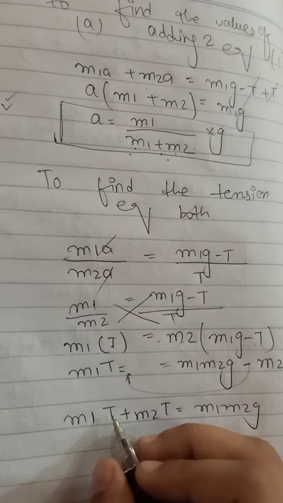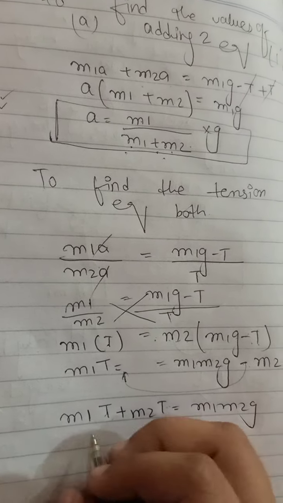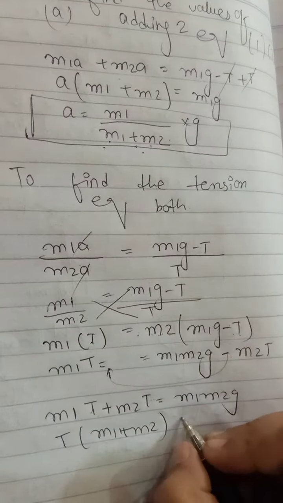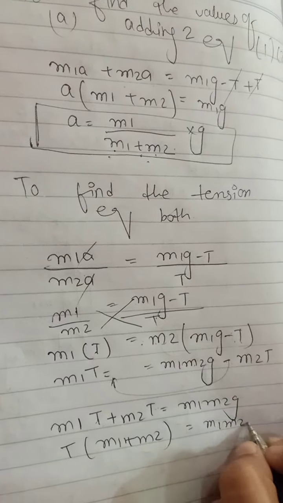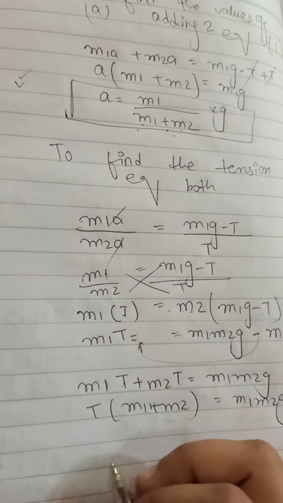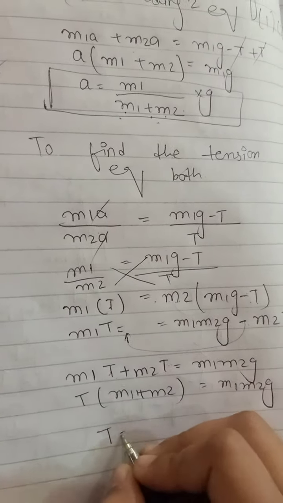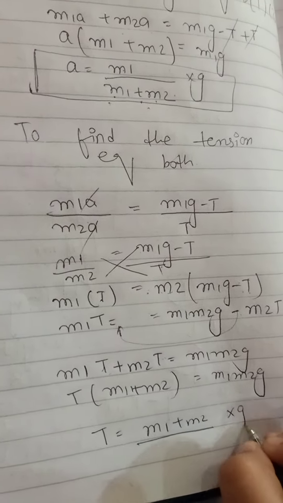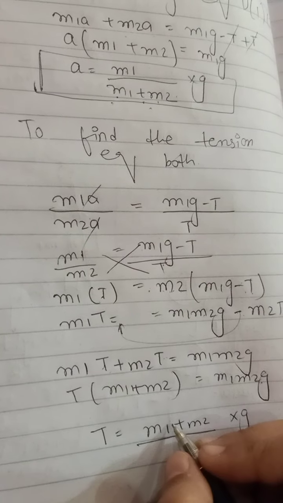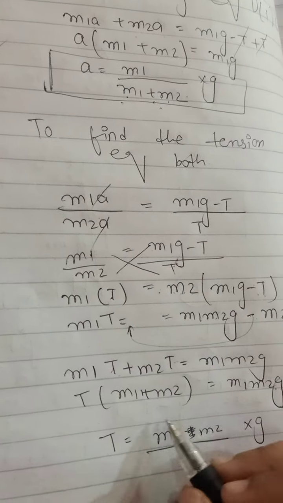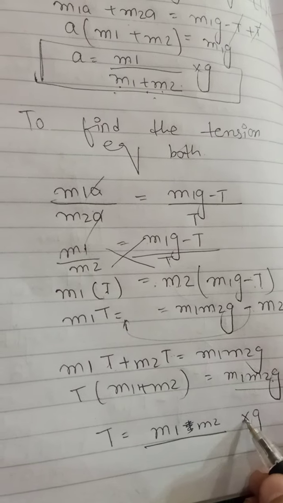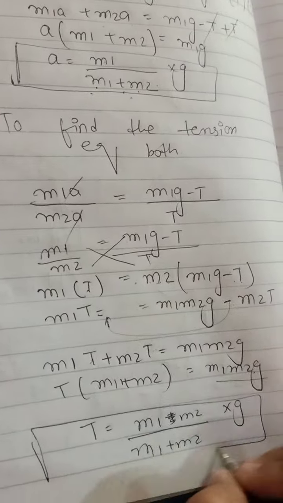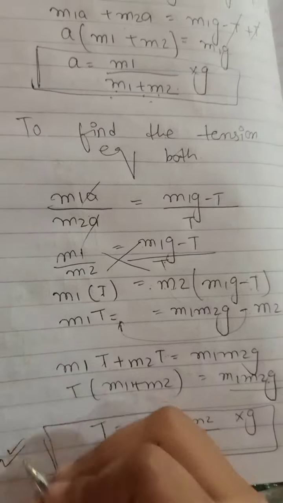So here you can see the common factor on both of them is T, so T times m1 plus m2 is equal to m1m2g. We can write that T is equal to m1m2 multiplied by g, all divided by m1 plus m2. Okay, not plus. T is equal to this whole value upon m1 plus m2. This is the formula of the tension in case number 2.